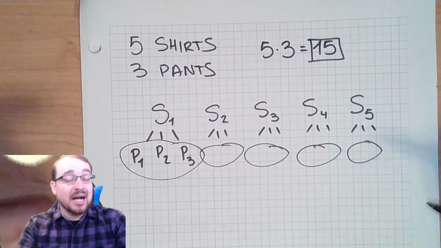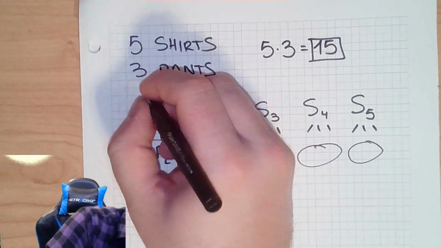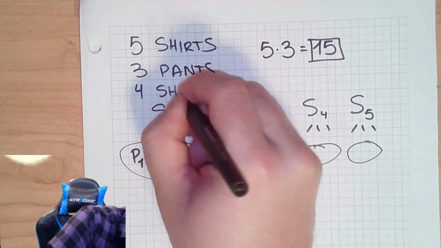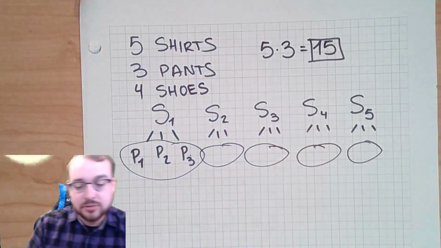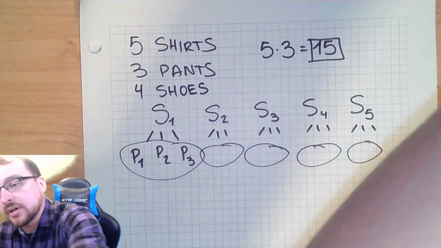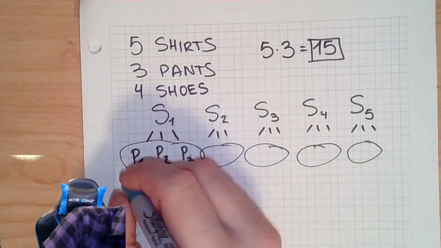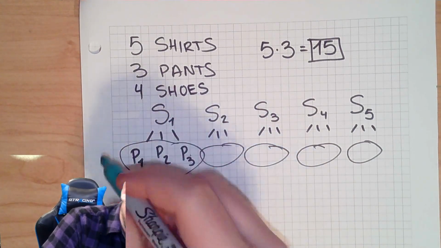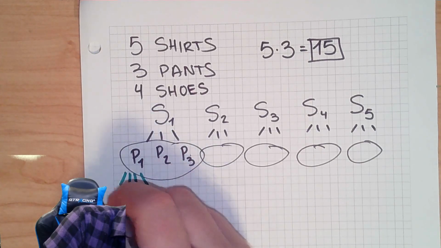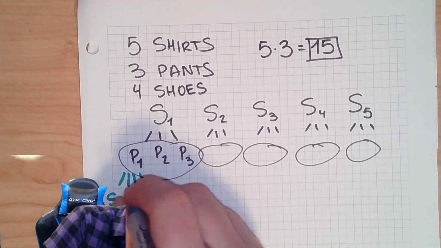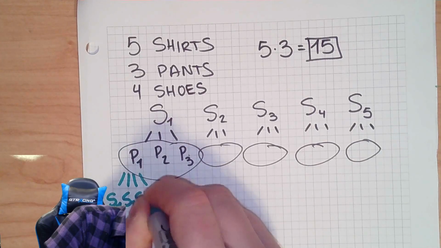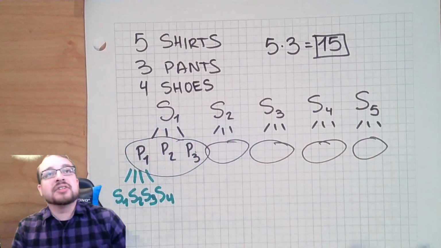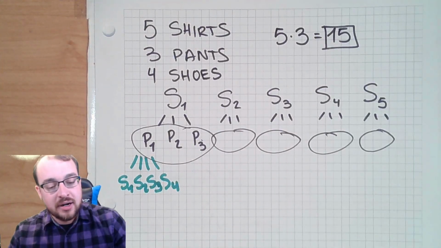If this problem was more complicated, like I also had 4 pairs of shoes that I could do, and I'll do that in a different color, then with each of these, the shirt 1, pants 1, I'd have 4 possible shoes that I could go with. And I'll call them shoe 1, shoe 2, shoe 3, and shoe 4. And you can tell they're different than my other S's because they're turquoise.